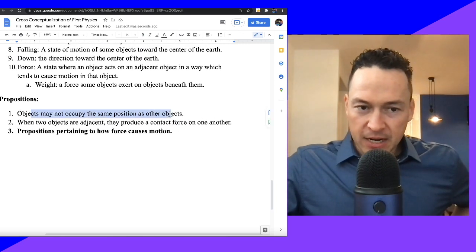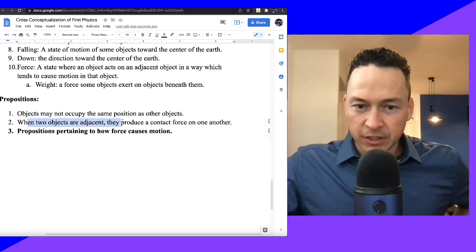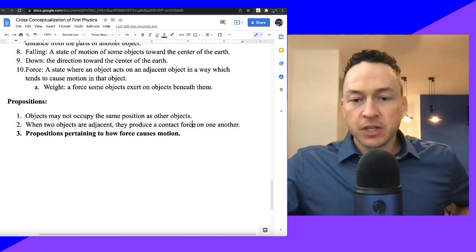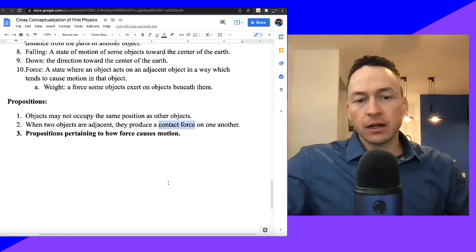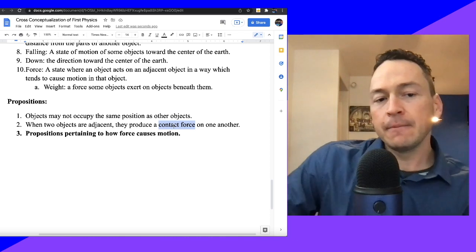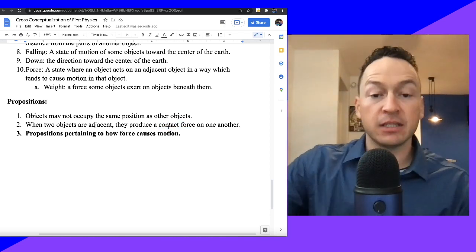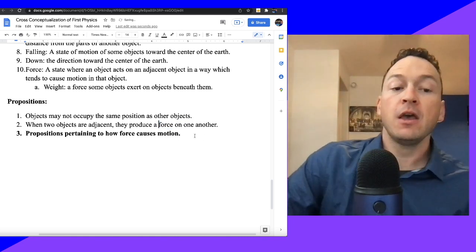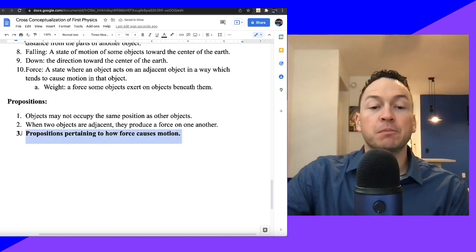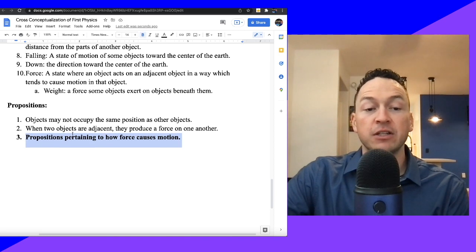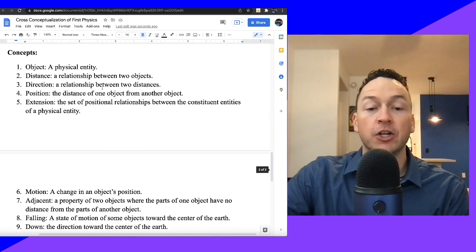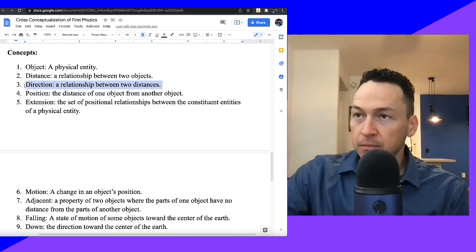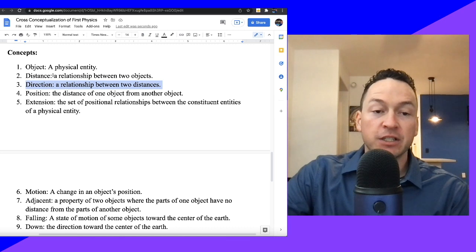Okay, objects may not occupy. When two objects are adjacent, they produce a contact force on one another. Contact force, is that a particular thing? We're just going to call it a force because in our current conceptualization, all forces are contact forces. Propositions pertaining to how force causes motion. We definitely need to do that. We're going to get to that, but let's continue our journey through the various concepts in order to write propositions about the different concepts.